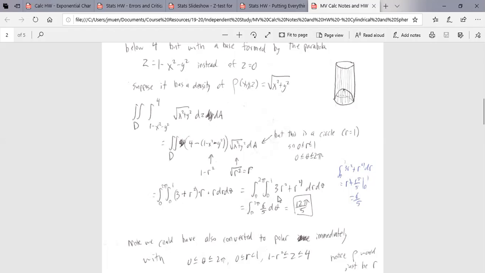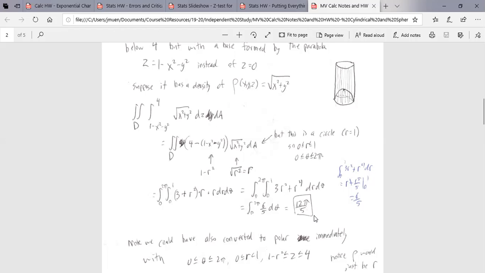If we deal with r first, we get r cubed plus r to the 5th over 5, evaluated from 0 to 1, which becomes 6/5. So we get the integral from 0 to 2 pi of 6/5 d theta, which is, I think, quite clearly 12 pi over 5. And we're done.